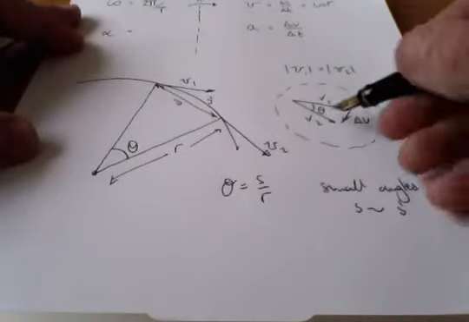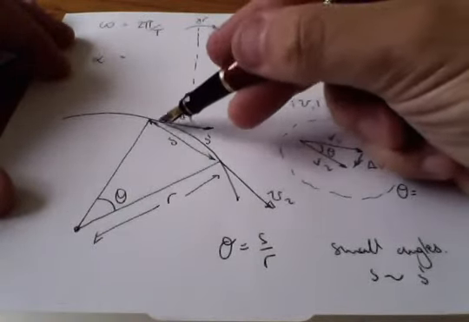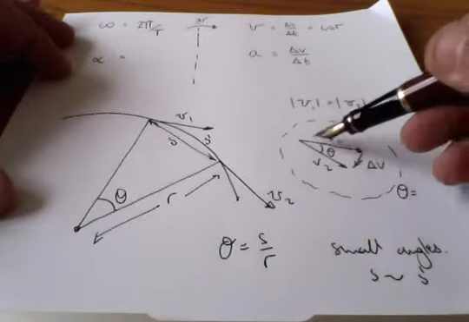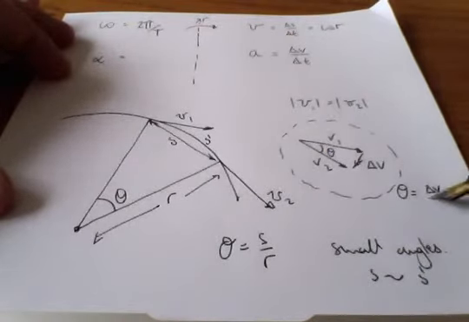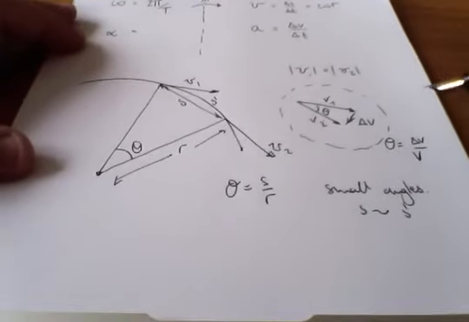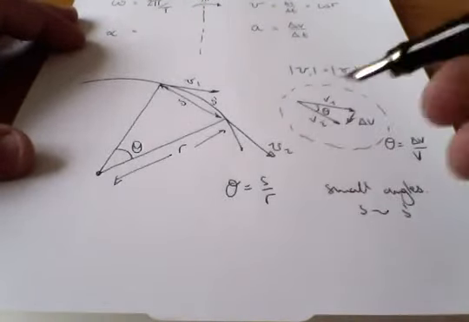Similarly, in this identity here, my theta is going to be, in the same way that it was this divided by that in the circle theorem, the same angle, so therefore it's going to be delta v divided by v. Those two are equal. Good. So, where do we go from here?